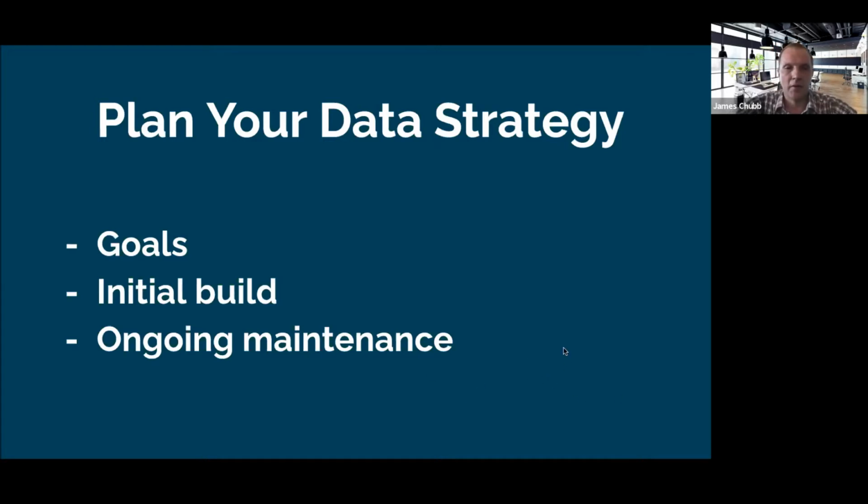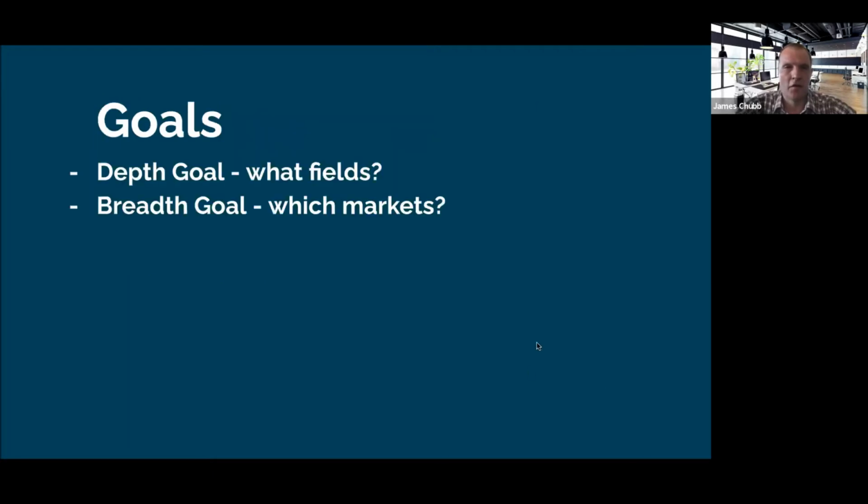And then do the initial build out, and then you have the ongoing maintenance. So the depth goal is what fields do you want to have?